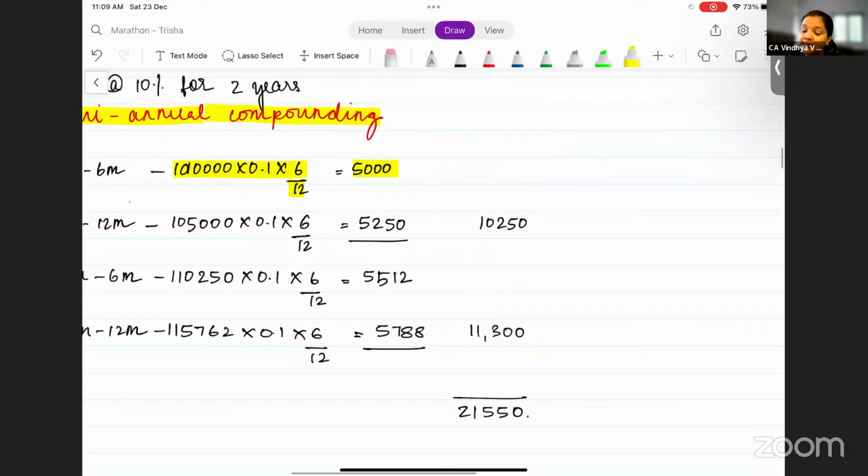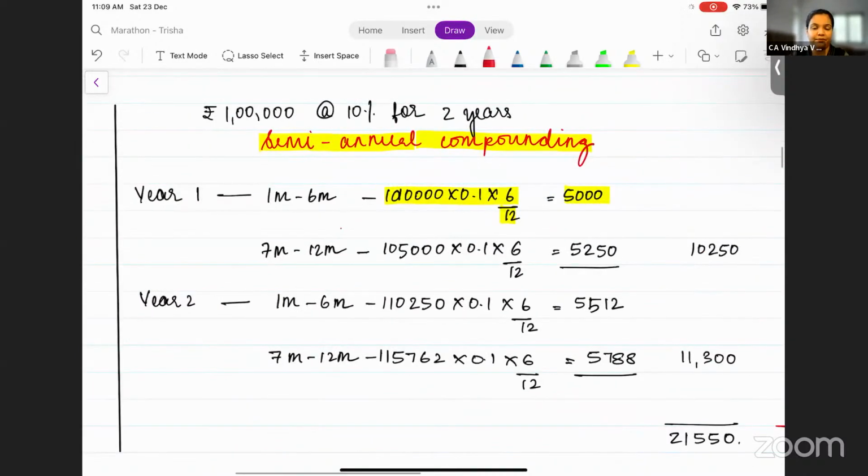And if you remember, in simple interest also, you got this as 5,000, 5,000, making it 20,000 altogether. But in compounding, what happens? In compounding, the interest gets added to the principal, which means after 6 months. Why after 6 months? Because it is semi-annual compounding here. This 5,000 will get added to 1 lakh, making it 1 lakh 5,000 into 0.1 into 6 by 12. The total interest is 5,250.